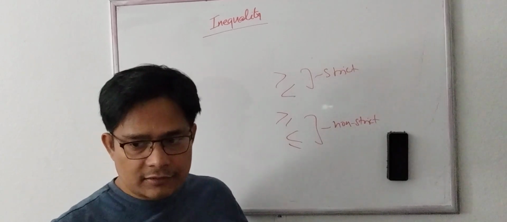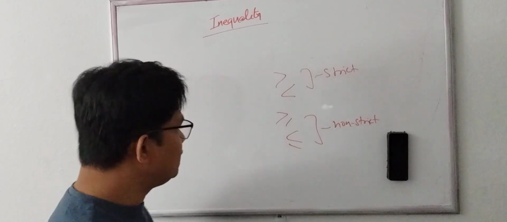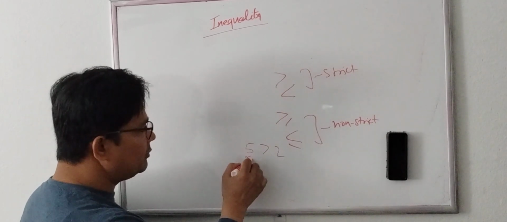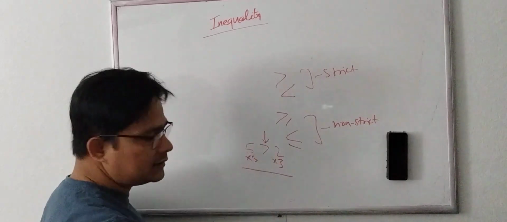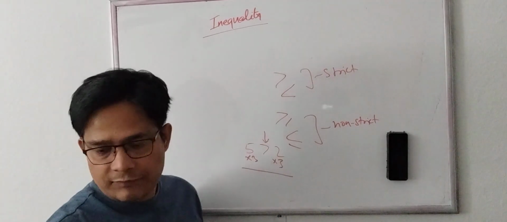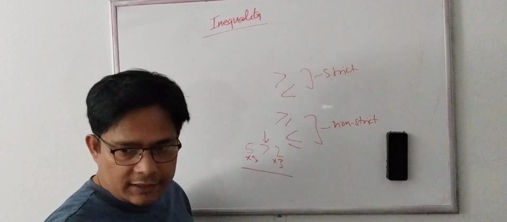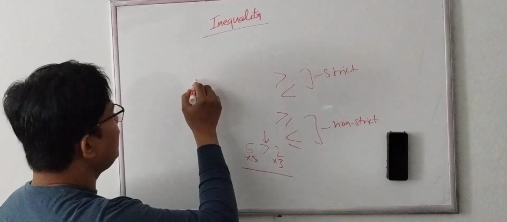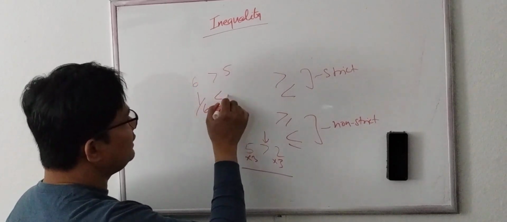In case of multiplication, if you are multiplying by a positive number, the relationship will not change. So if you have 5 greater than 2, and you multiply by any positive number, let's say 3, this greater than relationship will not change. But if you are multiplying by a negative number, the relationship will change. Okay? Got it? In case of inverse, when you take the inverse, the relationship will change. So if you have 6 greater than 5, if you are taking the inverse, 1 by 6 will be less than 1 by 5.